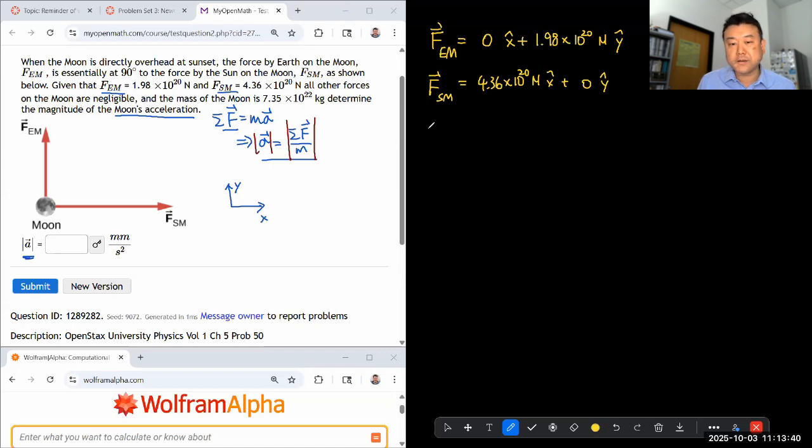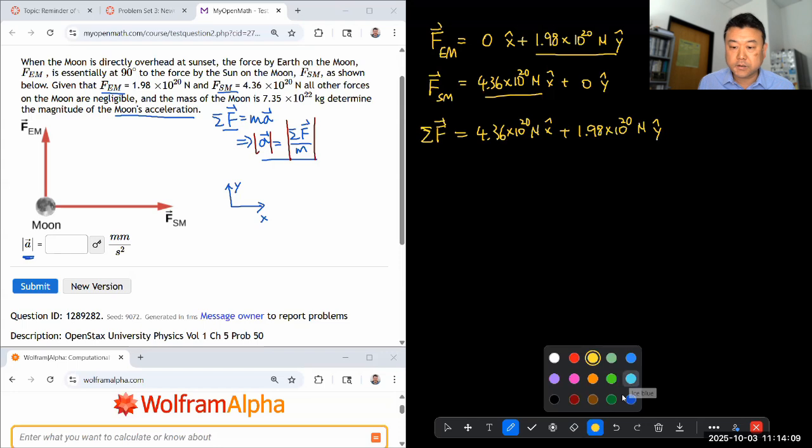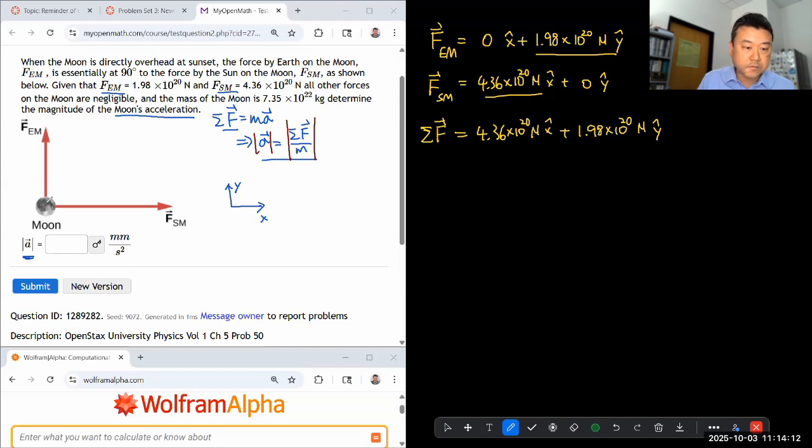So when you are calculating the net force here, it's pretty simple, because the two forces you are adding only have basically one non-zero component. So when you add them, the other is 0. So the net force is going to be 4.36 times 10 to the 20 newtons x hat plus 1.98 times 10 to the 20 newtons y hat. Or graphically, this is what the net force will look like.